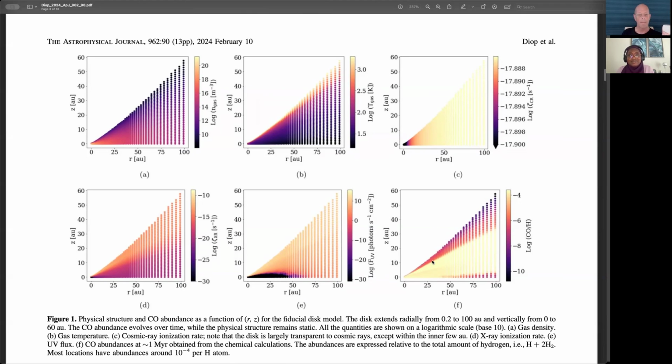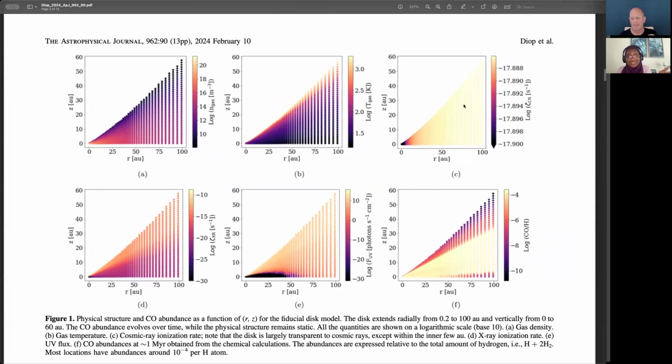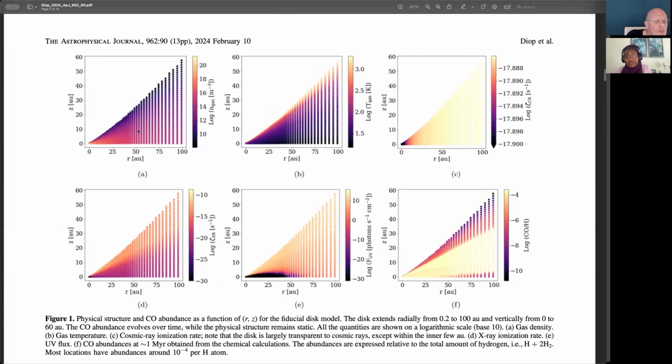What we can see here is that all these physical parameters span orders of magnitude variation. As I was talking about earlier, we have gradients in the gas temperature, gas density, and all of that. The gradient is lesser in the cosmic rays because they can penetrate the disk deeper to higher column densities. It reduces the variation in the inner disk region. We see this variation across the disk, and of course that also impacts the CO abundance that we see throughout the disk, as shown in panel F.